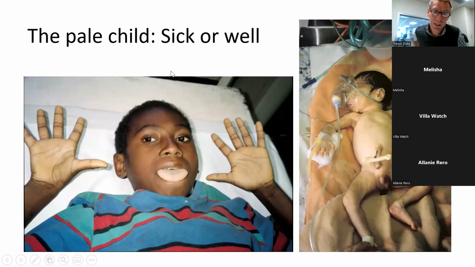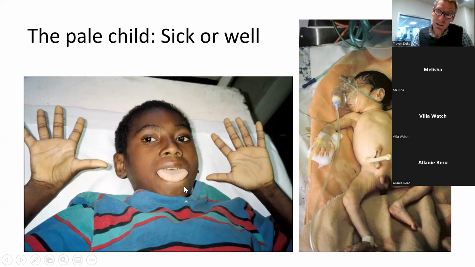Now, if we're going to talk about the pale child or the child with anemia, the first thing to think about is: is the child sick or well? The reason I show these two photographs is because the boy on the left, this teenage boy, had the lowest hemoglobin I've ever seen, 1.6 grams per deciliter, very low. And you can see he's showing us where you can look for anemia: in the palms of the hands, in the mucous membranes of the tongue. He didn't show me his eyes, but they were very pale as well.